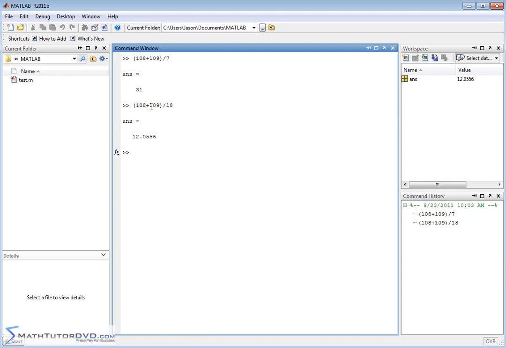So so far it doesn't seem that MATLAB really understands fractions or fraction simplification, because if you look at this guy, 108 plus 109 over 18, or we can just take an easier example. Let's do something like 22 over 36. This is a fraction we know can be simplified. We know we can divide top and bottom by 2. But when I put it into MATLAB, it always gives me a decimal.